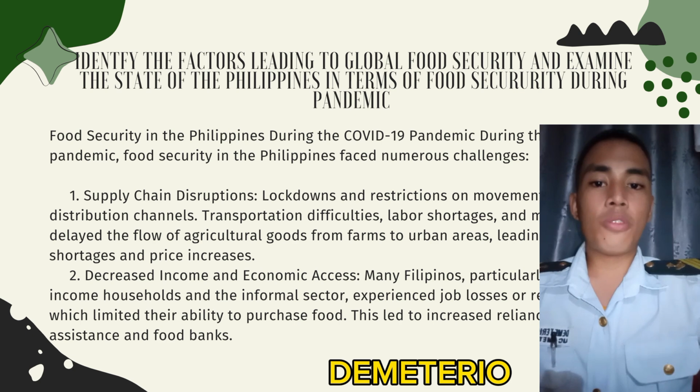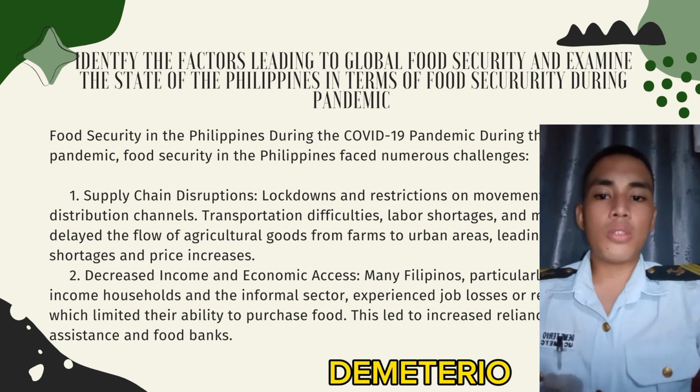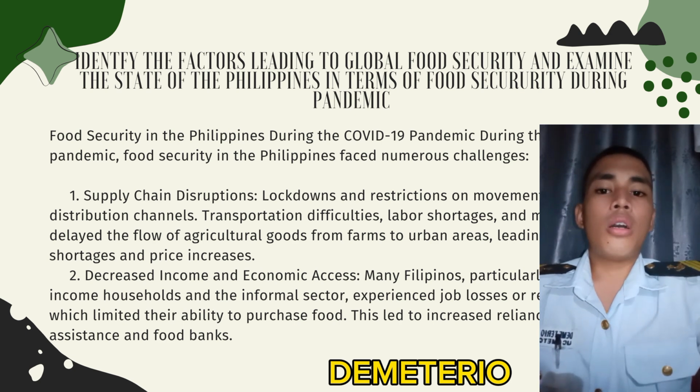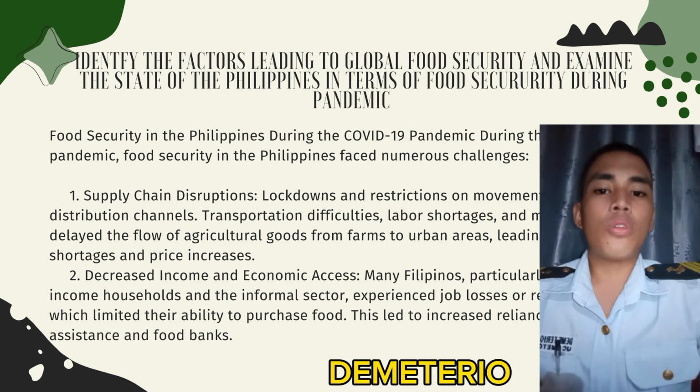Food processing and manufacturing plants were forced to temporarily shut down or operate at reduced capacity due to infections among workers and supply chain disruptions. Social distancing measures and health protocols within factories limited production capacity, affecting the supply of processed food products.